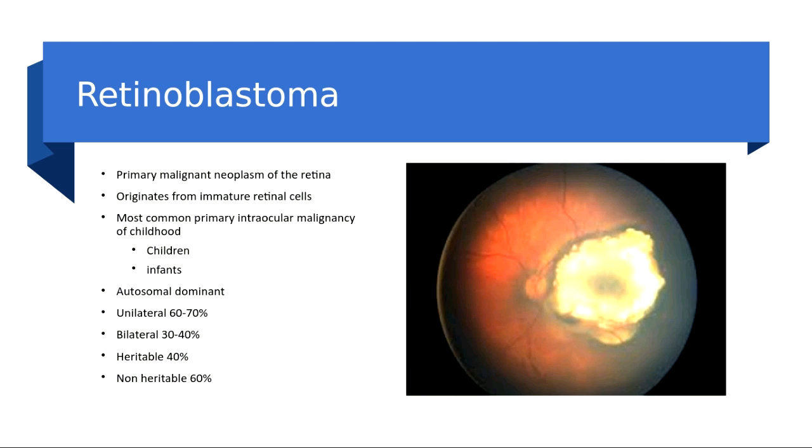It's a primary malignant neoplasm of the retina. It originates from immature retinal cells. It's the most common primary intraocular malignancy of childhood. It can present in children or infants, and it's autosomal dominant. It's often unilateral, but unfortunately, it can be bilateral. Most times you can't pick up a hereditary trend, but in 40% it is.